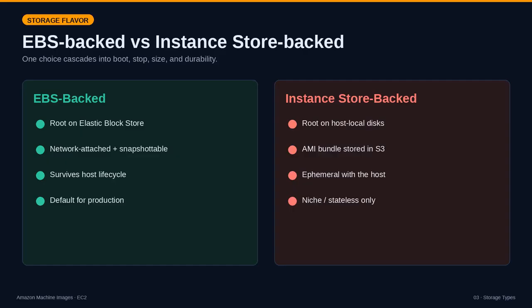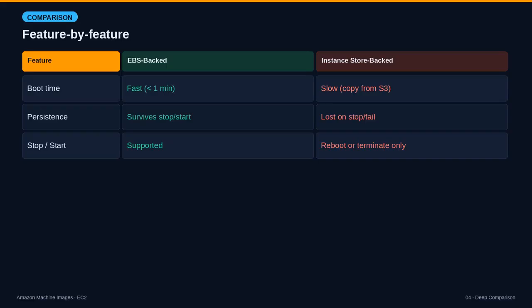Most modern workloads should pick EBS backed. Instance store is a niche tool. Let's walk the comparison feature by feature so the trade offs stick. Boot time first. An EBS backed AMI usually comes up in under a minute because it boots straight from a network snapshot. An instance store backed AMI is slow, often several minutes, because the host must copy the entire image bundle down from S3 before the guest can start.